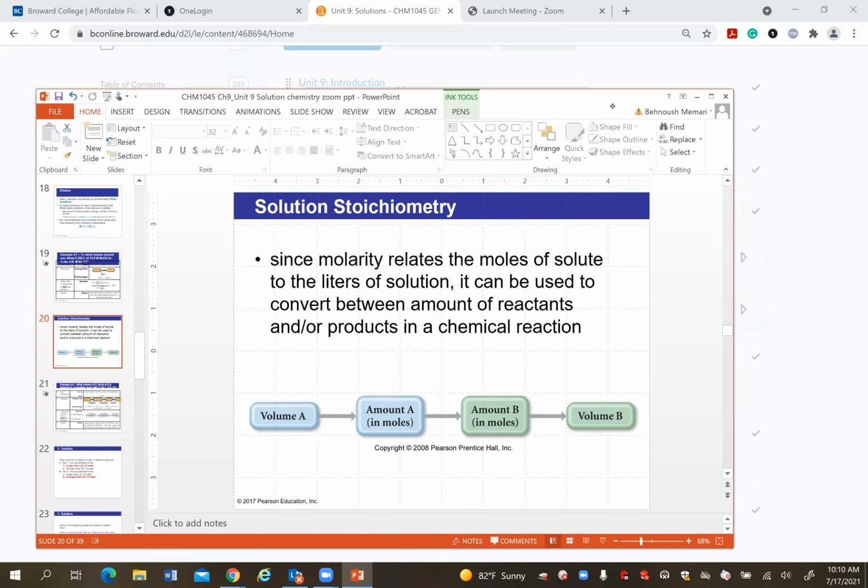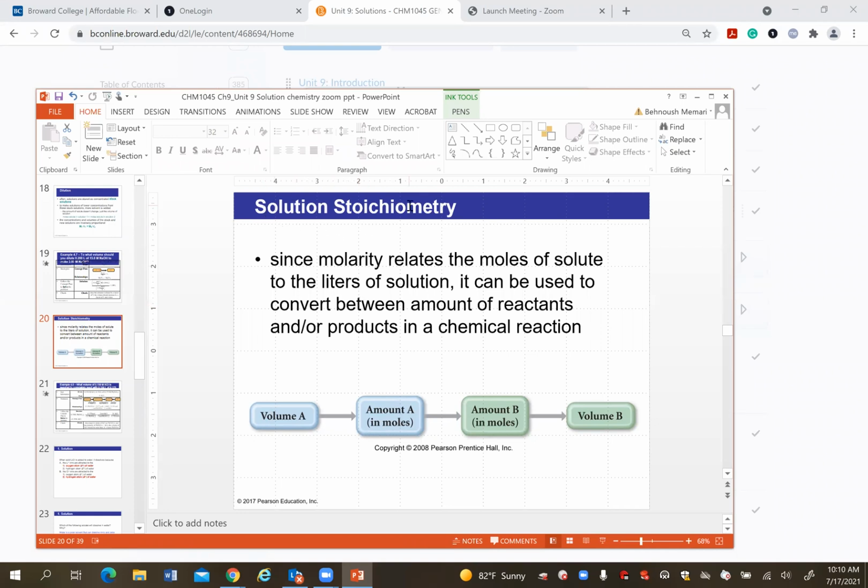So number of moles equals molarity times volume. So if you have the molarity and the volume for a reactant, you know the number of moles for the reactant. On the product side, you can find the number of moles for the product based on the number of moles of the reactant from the balanced equation. So this calculation of the number of moles for the solution, you can use it in the stoichiometry of the reaction as well.